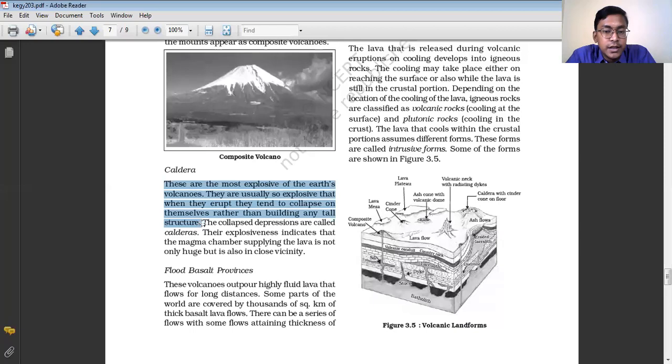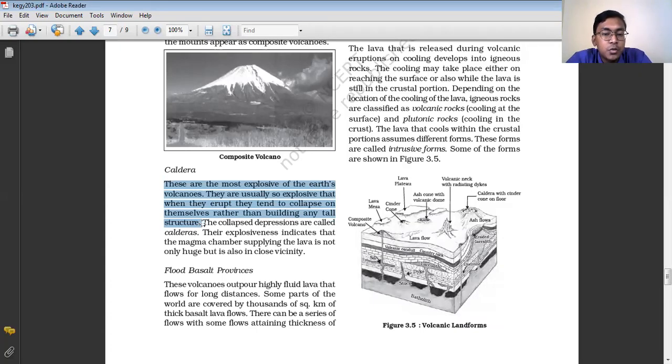So they are usually so explosive that when they erupt, they tend to collapse on themselves rather than building any tall structure. And the collapse depressions are called the calderas. That means the top, the cone from where the lava comes out, collapses and again falls down on that pipe-like structure only. And it forms a very large depression, which is known as the caldera.